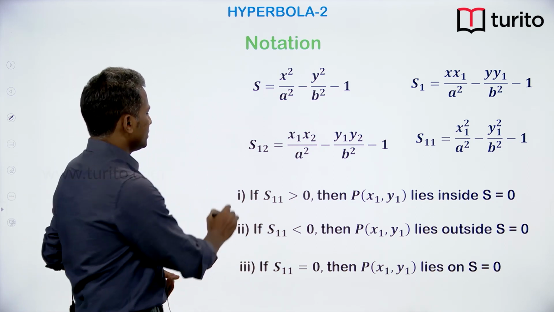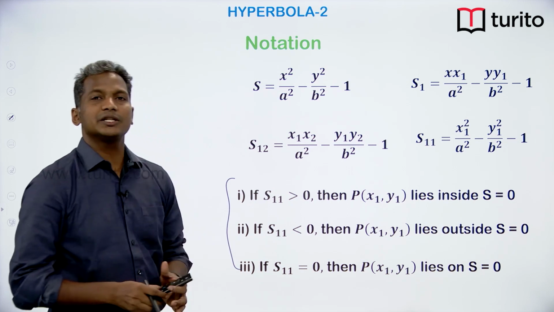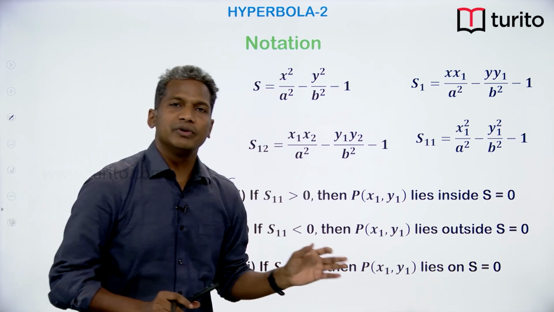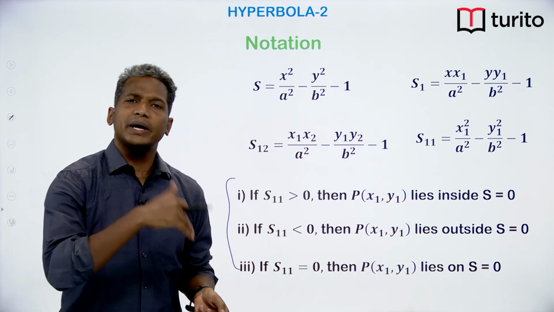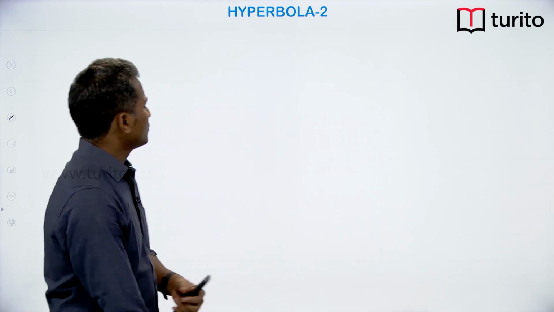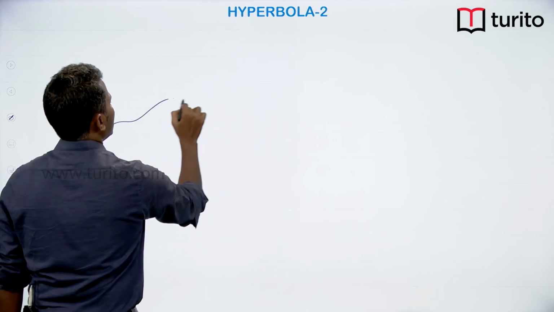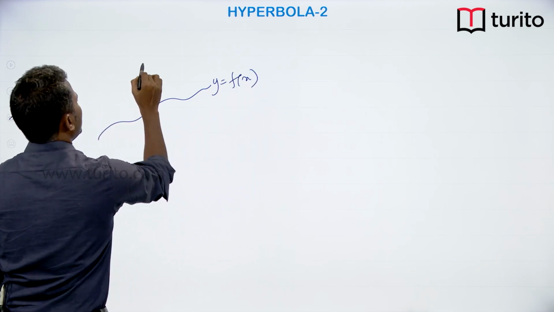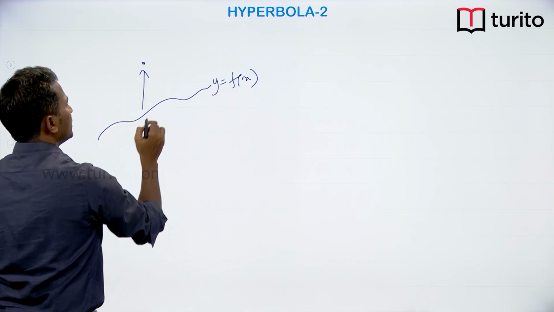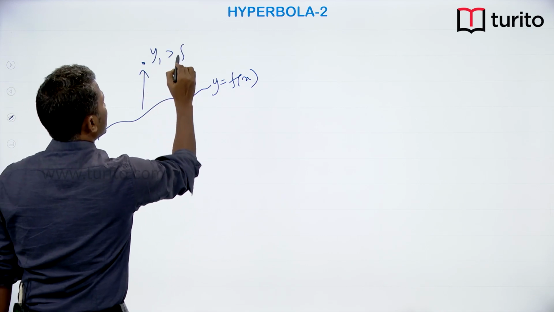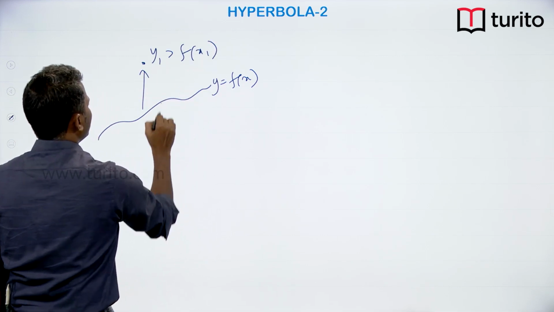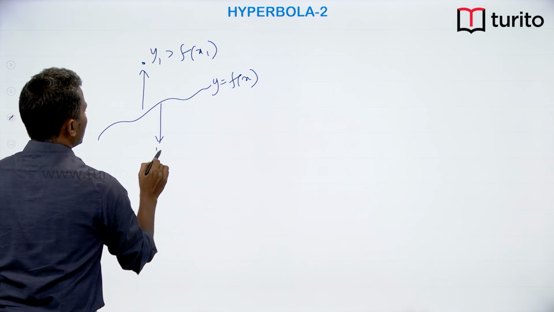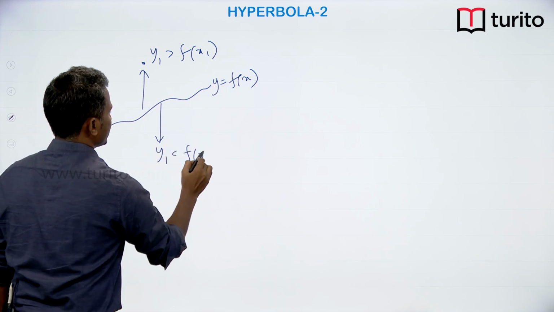Now, when it comes to the location of a point with respect to the hyperbola, how do we understand it? So, let us go back to the earlier concepts. Earlier I said that if there is any curve y equal to f of x, then if a point is above the curve, we can write y1 greater than f of x1, and if the point is below the curve, we can write y1 less than f of x1.